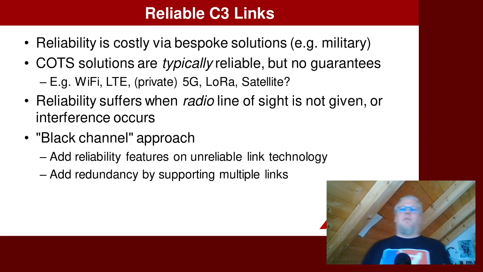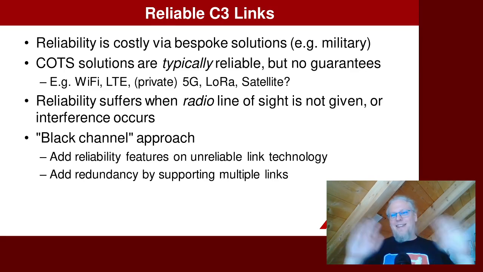So let's first talk about what reliability for C3 links means. As I said before, it's always possible to do this with costly bespoke solutions. And we want to avoid this. What we really want to look at is commercial off-the-shelf solutions. And the interesting thing is that they are typically reliable under good conditions, right? We know this from our mobile phones, right? Most of the time we can pick up the phone, we can browse the internet, we can make calls, there is no problem. But we also all know that one signal hole, if you go there, you don't get anything anymore. And that's, of course, bad for drones.